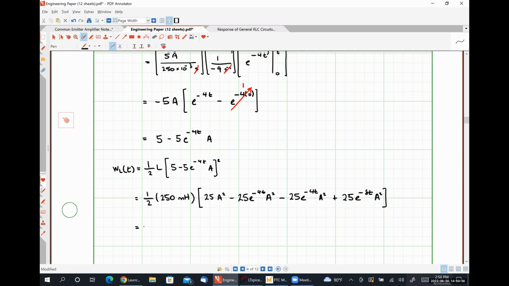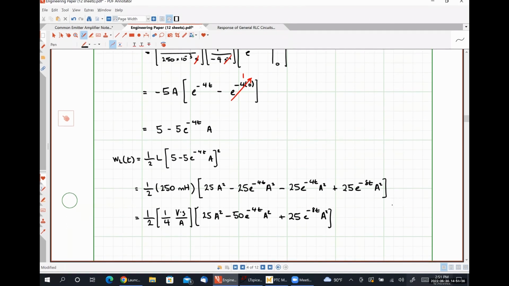So I have 1/2 times effectively 1/4. So let's spell this out directly. 250 millihenries is 1/4 of a volt second per ampere times 25 amps squared minus 50 e to the minus 4t amps squared plus 25 e to the minus 8t amps squared, like so.